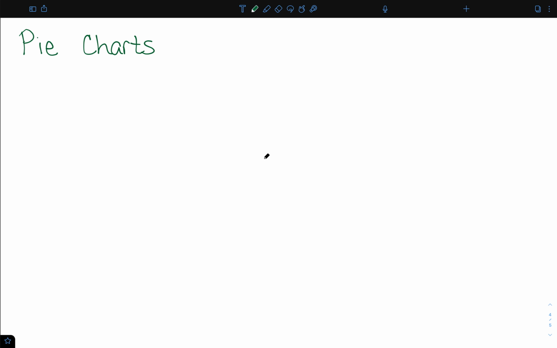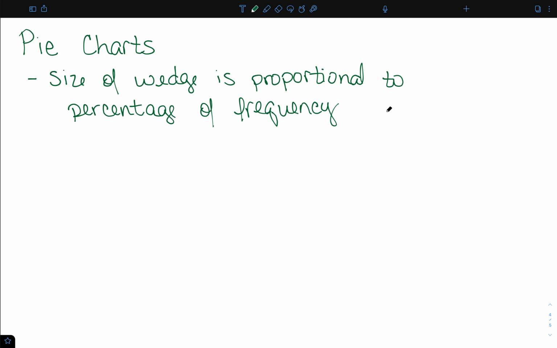The third type of categorical graph I want to look at is pie charts. These are circles that we divide into sections or wedges according to the percentage of frequencies in each category. Since the size of each wedge is proportional to the percentage of frequency, we'll need all of our data to be in terms of percentages rather than frequency. In addition, our data must add to be 100%.